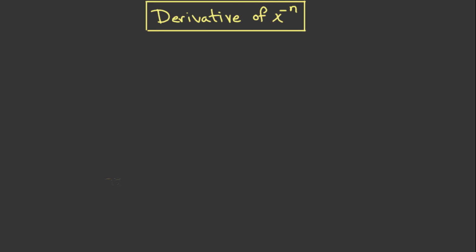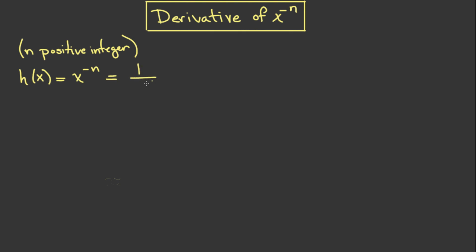I'm going to give a proof of the power rule for negative integer powers using the quotient rule. To do this, I'm going to take the derivative of h of x equal to x to the negative n, where n is a positive integer. Because I want to use the quotient rule, I'm going to rewrite this as a fraction. So this is equal to 1 over x to the n.